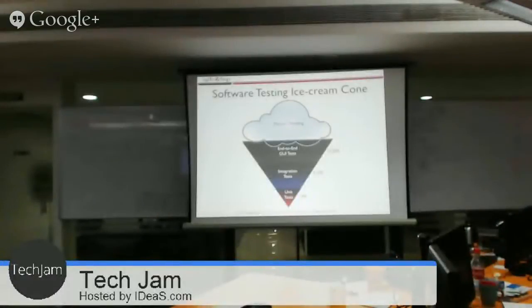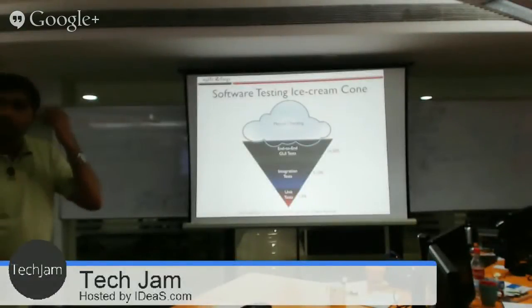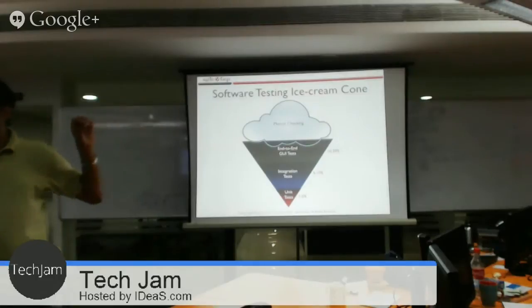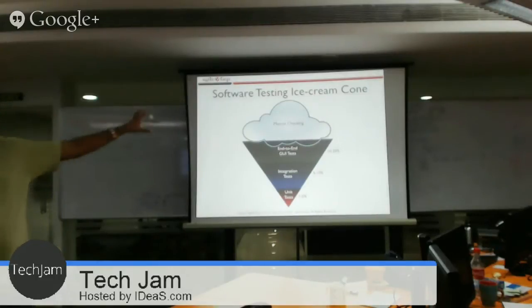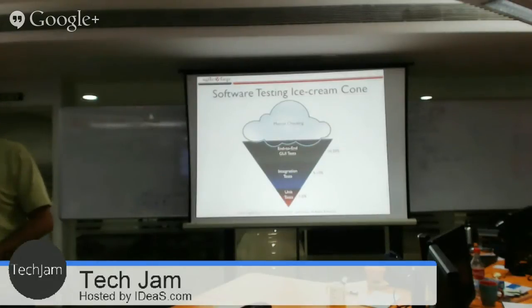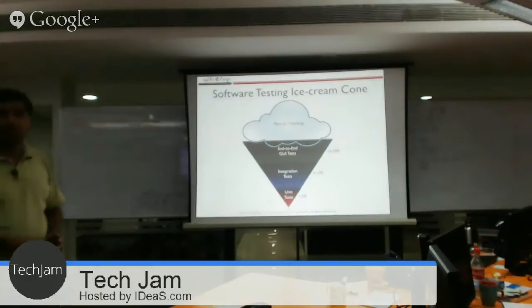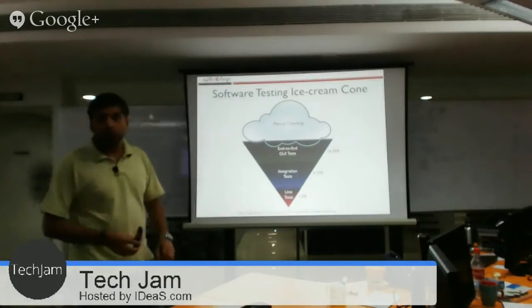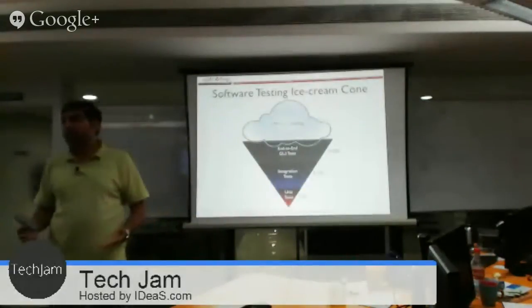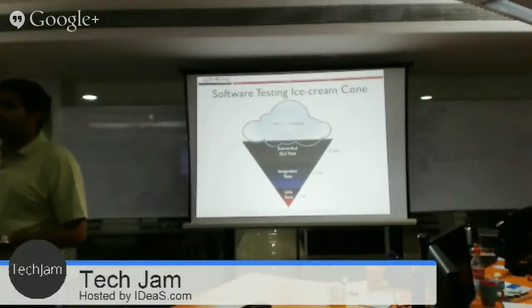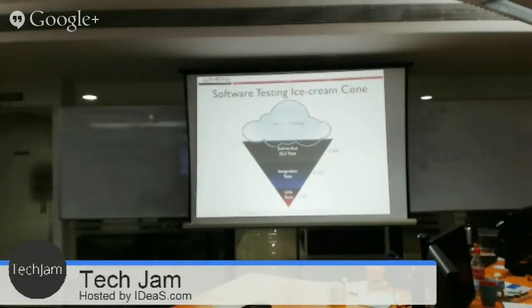So what we are here to do is a deep dive into this topic: what are the reasons behind this ice cream cone problem, and if we all agree this is not where we want to be, how do we go about inverting this pyramid into the right structure that will help us get to continuous deployment? So that's the context of the talk today.